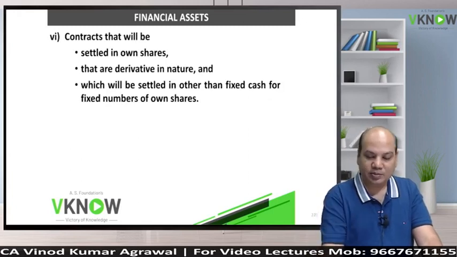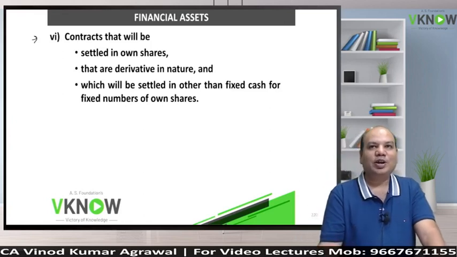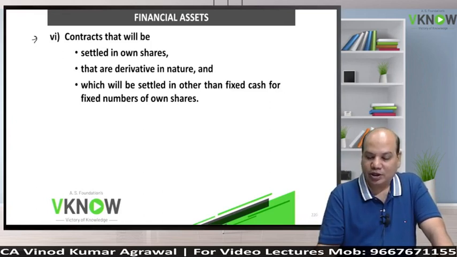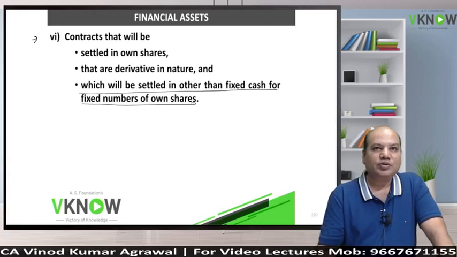Then element number 6. This is the reverse of element number 4 of financial liability. A contract that will be settled in own shares, that is derivative in nature, and which will be settled other than by fixed cash for a fixed number of shares. Same thing they have mentioned. Then it will become a financial asset.